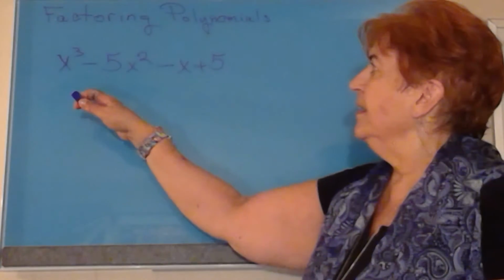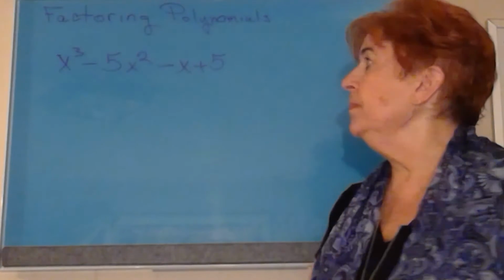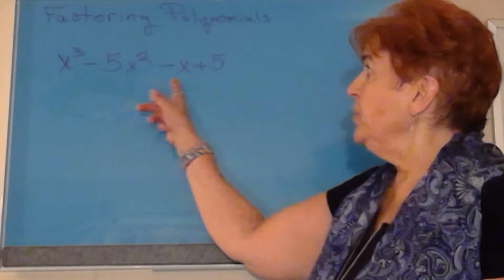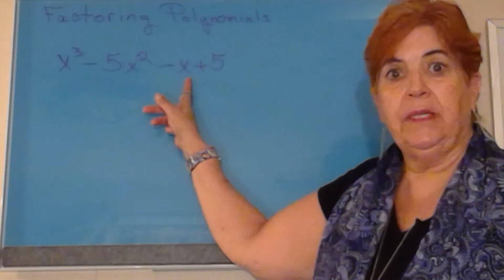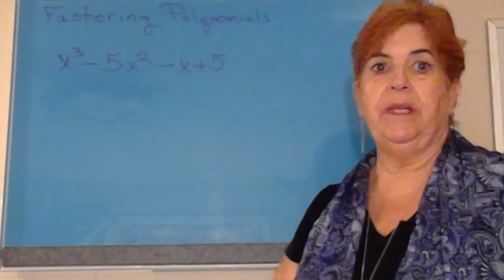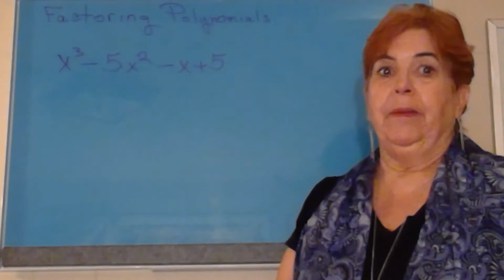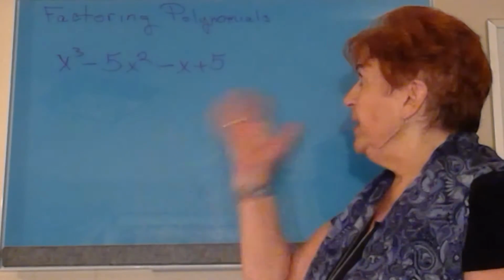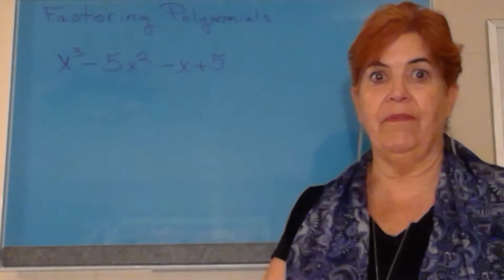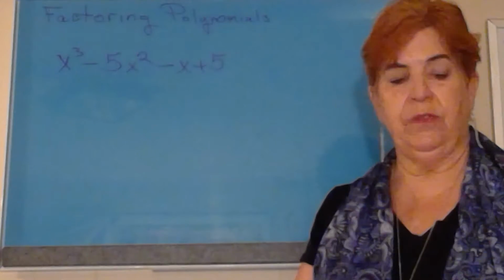The first thing we need to do is look for greatest common factor. The first 3 terms all have an x in them, but that doesn't make it a greatest common factor because the last term doesn't have an x in it. We have 2 terms with 5s, but again, it's not a greatest common factor because we would need them all to have a 5. So, we're done with the first step. There is no greatest common factor.